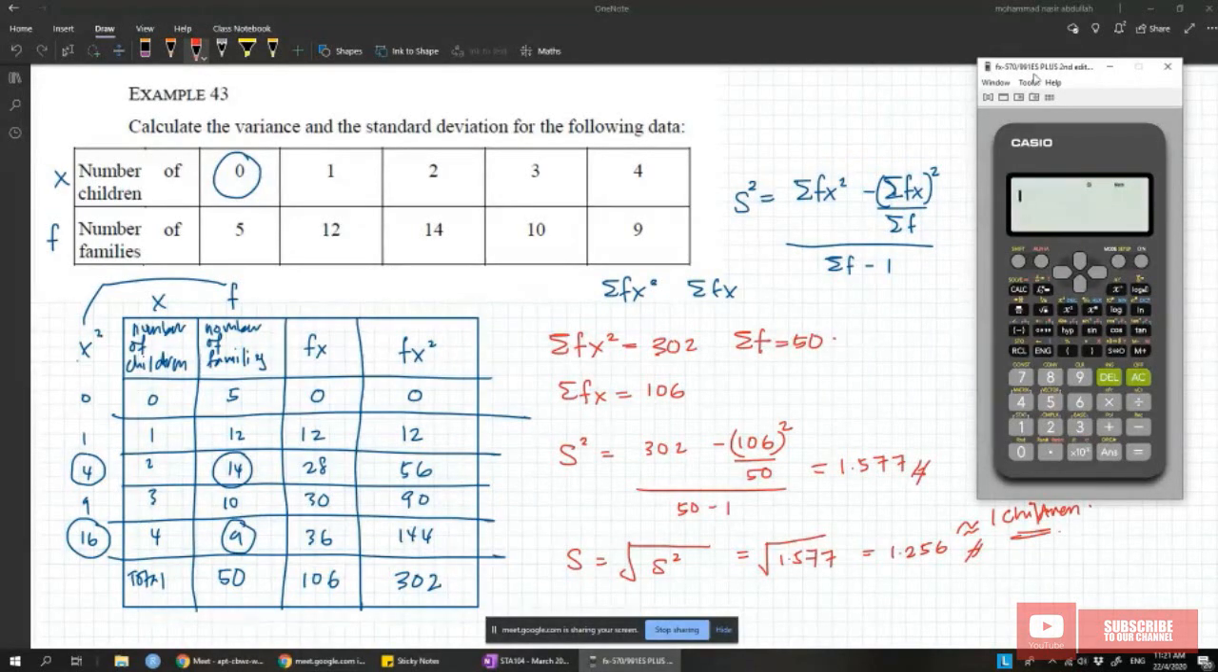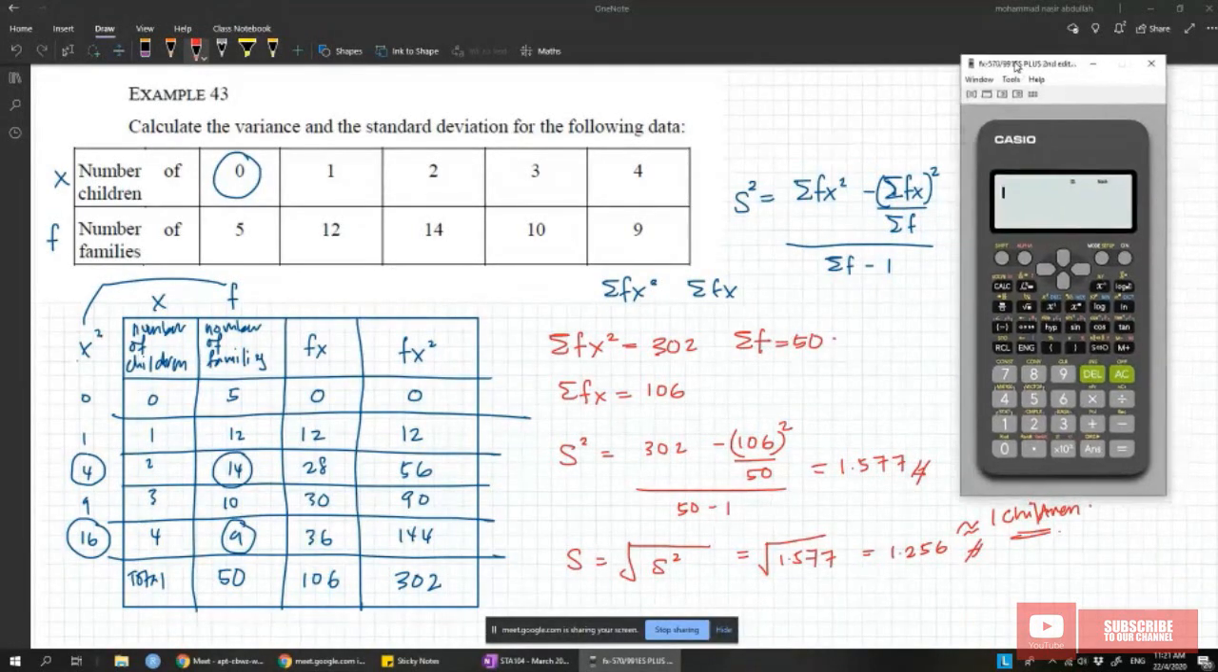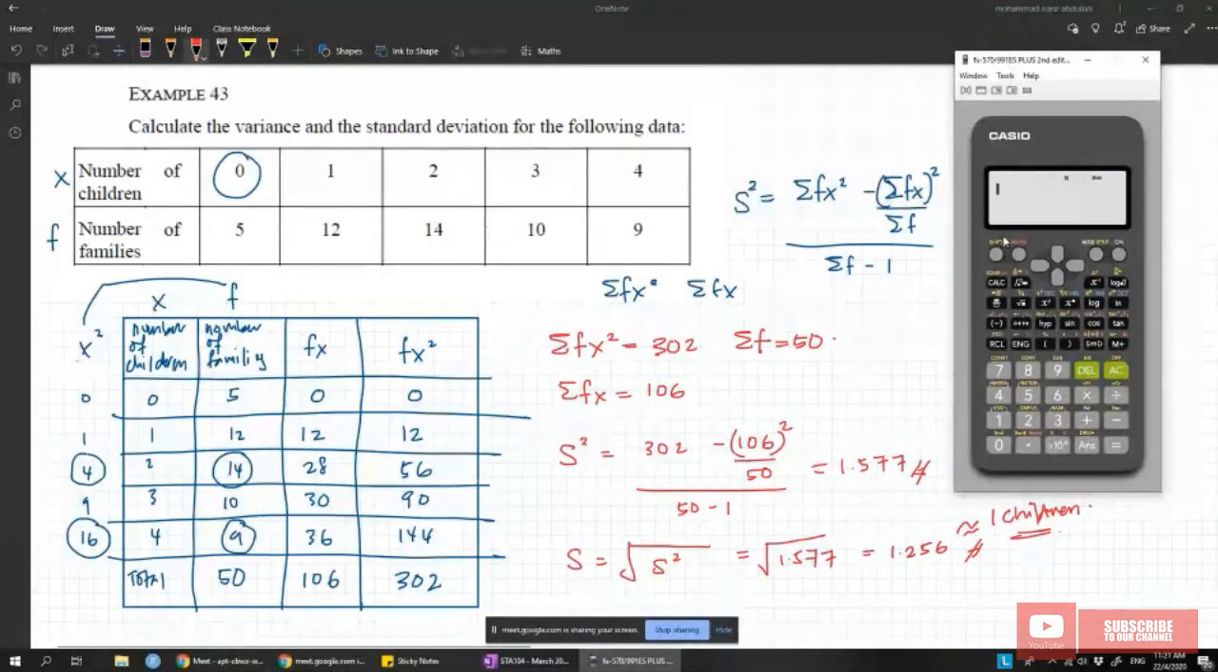To calculate variance and standard deviation using a calculator, this is a 570 ES calculator. First, you need to clear all the memory. To clear all the memory, click Shift and then 9. Then this screen will appear. Click 3 and equal, and click AC. Follow the steps. So we need to clear all the memory first.